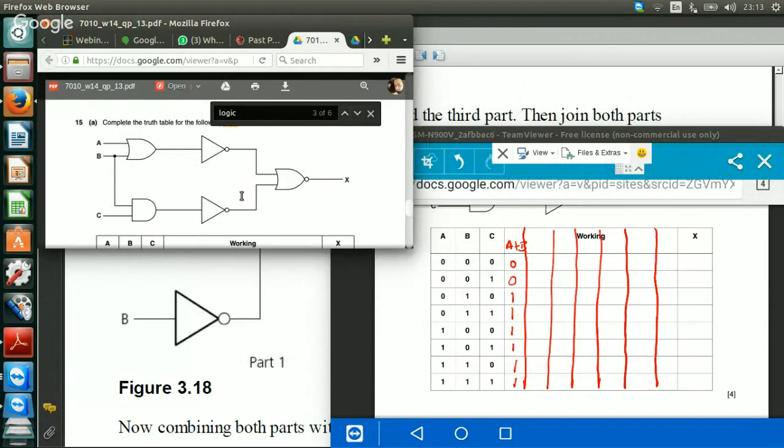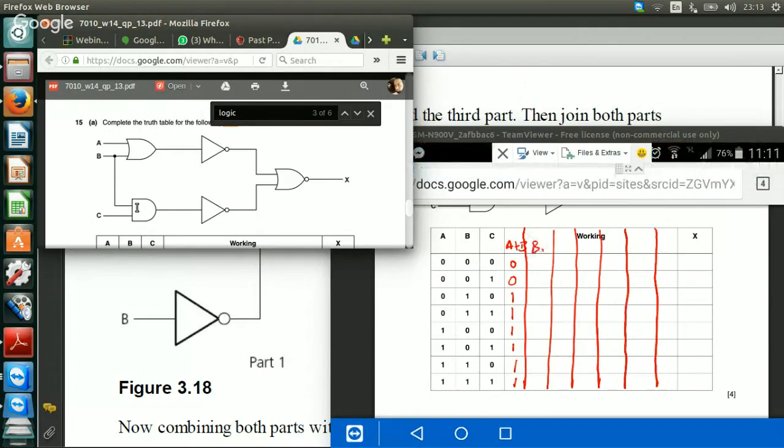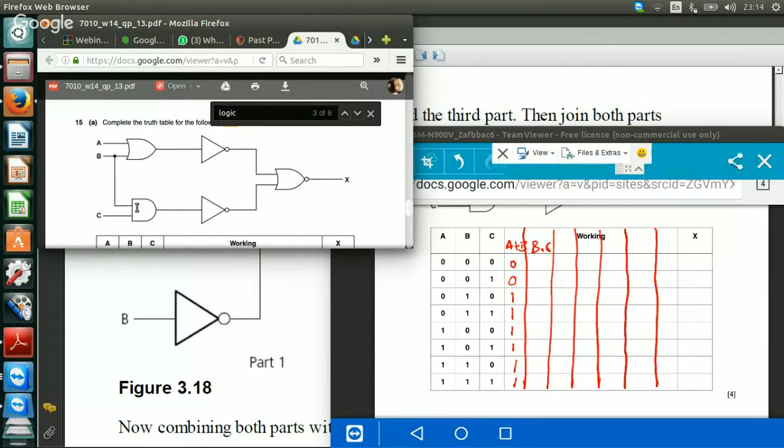So we are done with A and B. Now let's move to the other gate, the AND gate. The inputs of this AND gate are B and C. This is an AND gate, so B dot C, because AND is a multiplication gate. B dot C. Okay, very good.